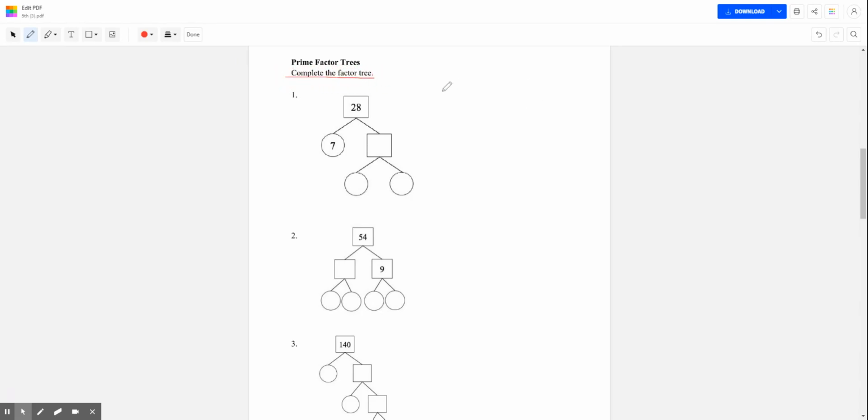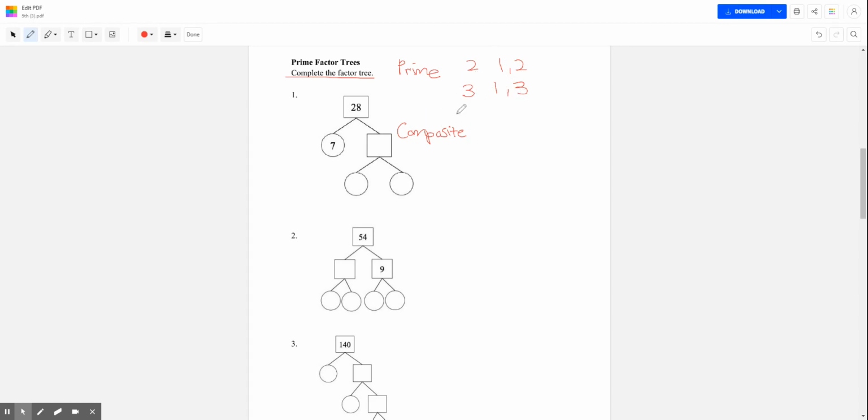Complete the factor tree. Before we begin, you have to know what prime numbers and composite numbers are. Prime numbers are numbers where there are only 2 factors, which are 1 and the number itself. So for example, 2 is a prime number because its factors are 1 and the number itself, 2. For 3, there are only 2 factors, 1 and 3, so this is a prime number as well.